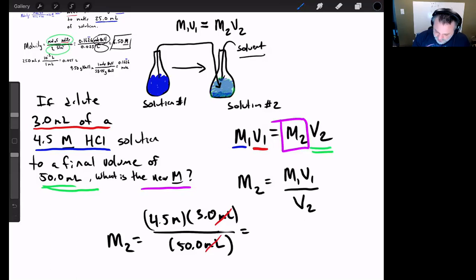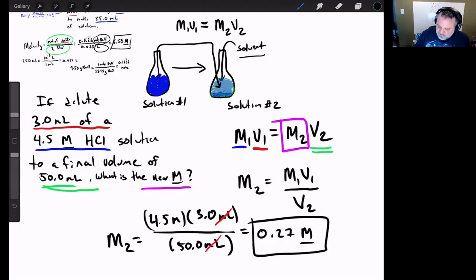So 4.5 times 3 divided by 50, the new molarity is 0.27 molar. This is the new molarity. And so you see that I did a dilution. I took a small amount of a concentrated solution and I diluted it in a much larger volume, and you see that the concentration went down.